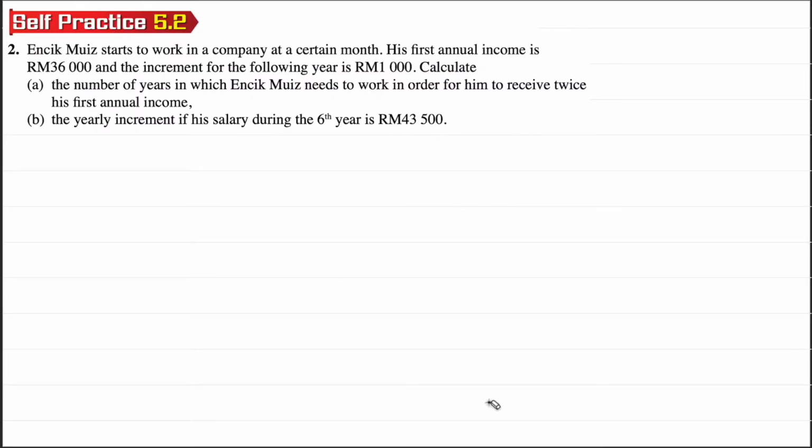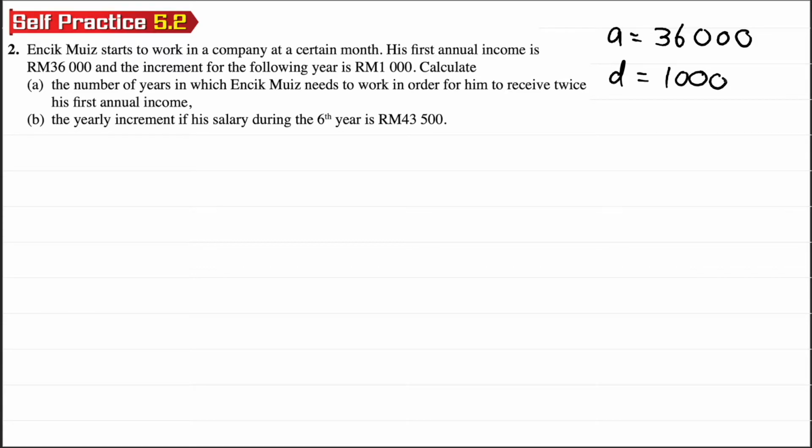Alright, self practice 5.2. So Encik Muiz starts to work in a company at a certain month. His first annual income is 36,000 ringgit, and the increment for the following year is 1,000. So kita tahu first annual maknanya pertama kan. So we know that the A is 36,000, and the increment for the following year maknanya setiap tahun dia akan meningkat sebanyak 1,000. So kita tahu itu adalah D, the 1,000.